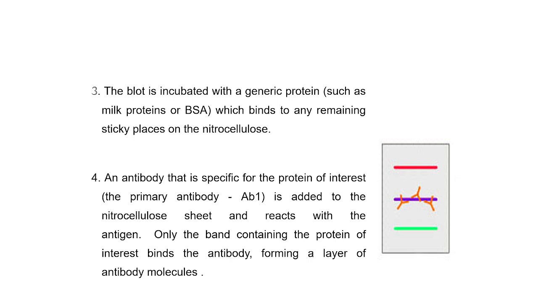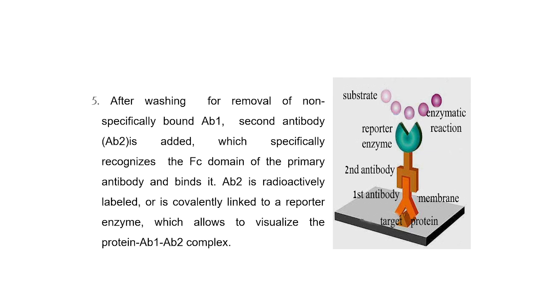Okay, so then only the band containing the protein of interest binds to the antibody, forming a layer. After washing for the removal of non-specifically bound antibody, secondary antibody is added, which specifically recognizes the Fc domain of the primary antibody and binds to it. Now, antibody 2 is radioactively labeled or is covalently linked to the reporter enzyme, which allows us to visualize the protein, the primary antibody, and the secondary antibody complex.